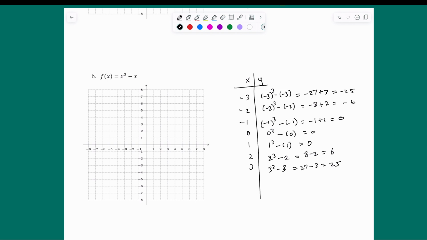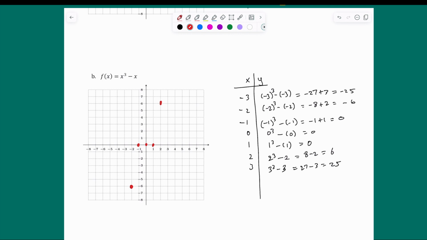Well, -25 is off my grid, but let's go ahead and look at -2, -6. So we have a value here. And then -1, 0. Oops, sorry, -1, 0. And then at 0, we get 0 again. And 1, 0 again. And then at 2, we get 6.